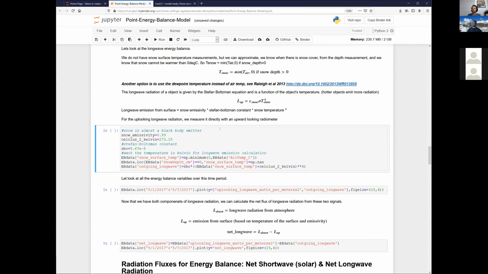So with this long wave radiation equation, we can see here now in this next code block that what we do is we take all this information, the temperature of the snow, the long wave radiation, and we can calculate basically what it is going to be at the snow surface based on the Stefan-Boltzmann constant, the temperature of the snow surface, and taking that to the 4th power.